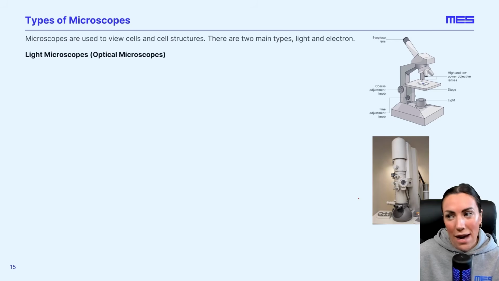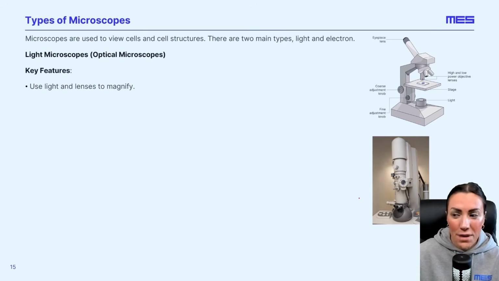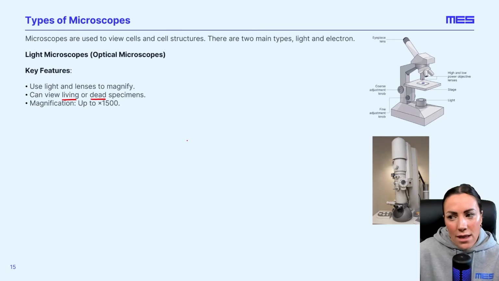So the light microscope, or you may see it called the optical microscope, but its key features, it uses light and it focuses the light using lenses, glass lenses. And the glass lenses will help to magnify or make the specimen bigger than it is in reality. Now, with a light microscope, you can view living specimens or dead specimens. The magnification is lower than an electron microscope. You don't have to know the number.